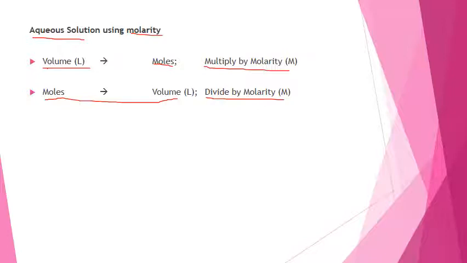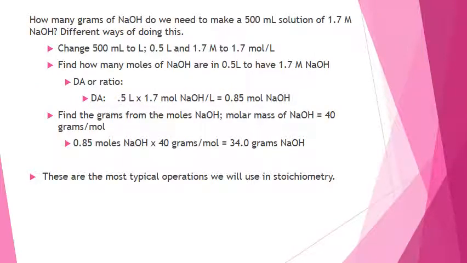And the last slide of this presentation, I'll write down all the relationships, sort of the quick ways to come up with your answers. So let's do one more of these, and this time we're going to get mass as well. How many grams of sodium hydroxide do we need to make 500 mL of 1.7 molar solution? A lot of times in a problem, you'll have a solution, and you're going to have to figure out the grams.